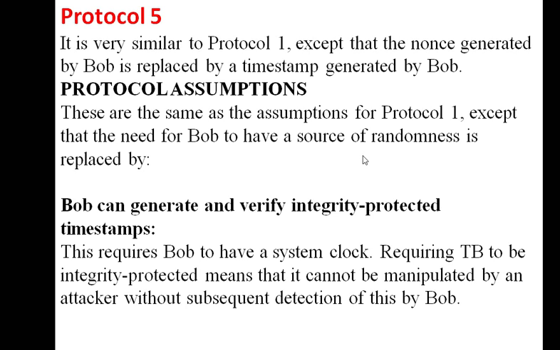And in protocol 5, the nonce generated by Bob is replaced by what? A timestamp. These are the same as the assumptions for protocol 1, except Bob having a source of randomness is replaced by Bob can generate and verify integrity protected timestamps.